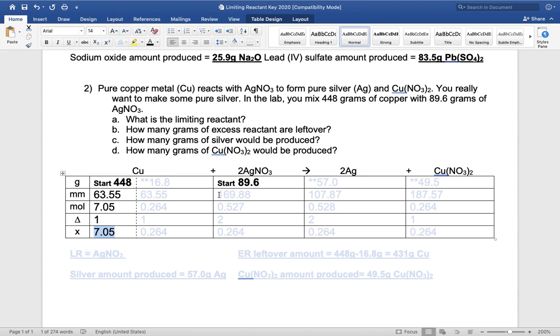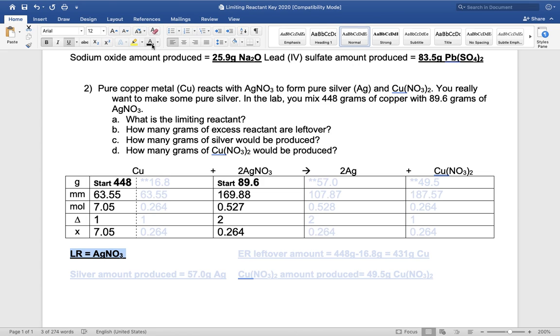Let's go to the silver nitrate. That's 1 silver plus 1 nitrogen plus 3 oxygens to get 169.88 grams per mole. Divide those two numbers to get 0.527. There's a 2 in front, so divide by 2. It gives me a 0.264. So that's pretty easy. What's the smaller number? 0.264. So my limiting reactant is AgNO3, silver nitrate.